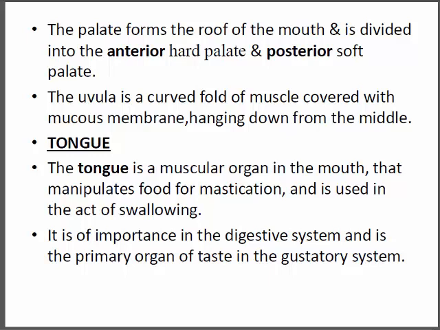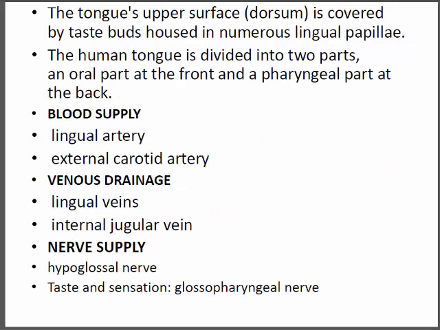Then coming to the next part, we'll be knowing about the tongue. So what is the tongue? It's a muscular organ in the mouth that manipulates food for mastication and swallowing. It's an important part of the digestive system. The upper surface is covered with taste buds, from which we can recognize taste.